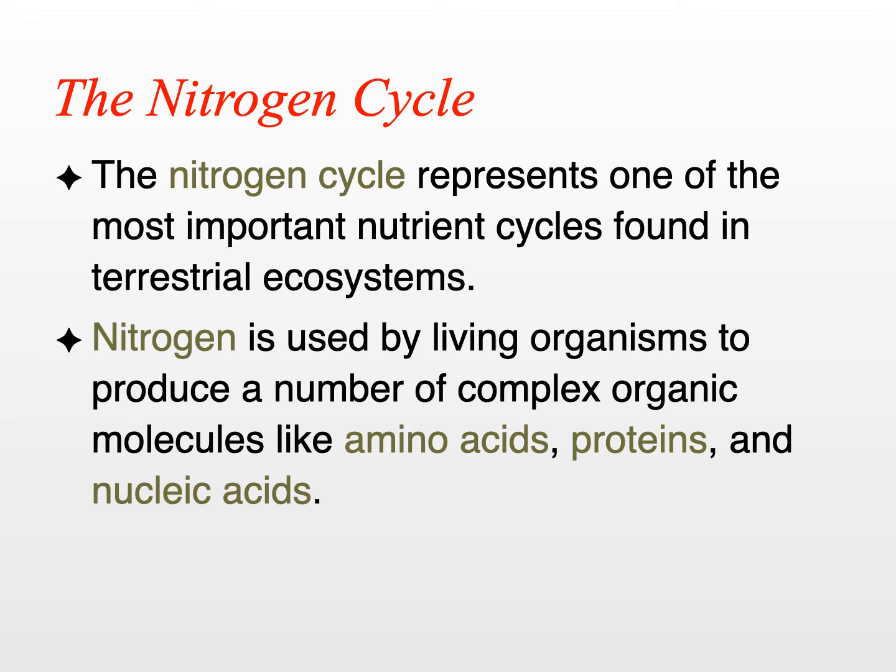This cycle, the nitrogen cycle, is a little bit more difficult to understand. And of course, I put it in here because it is also a very important nutrient cycle, and it's a nutrient cycle that humans have altered to a great deal. Nitrogen is used by living organisms to produce a number of complex organic molecules, including amino acids, proteins, and nucleic acids. Of course, those nucleic acids are used to build DNA and RNA.